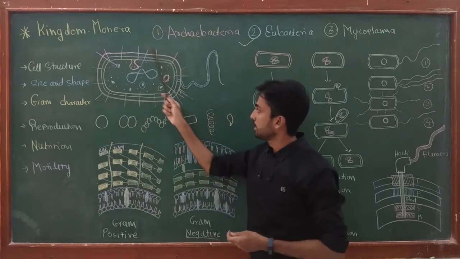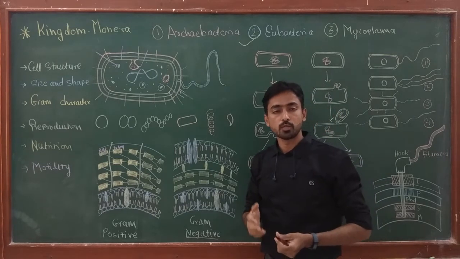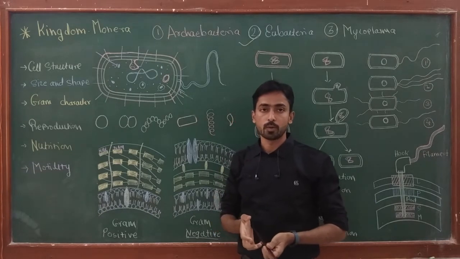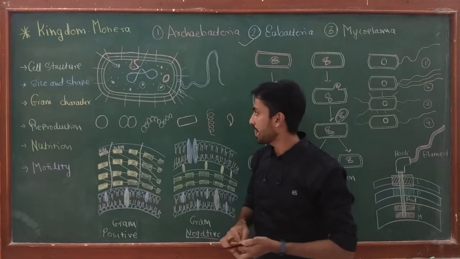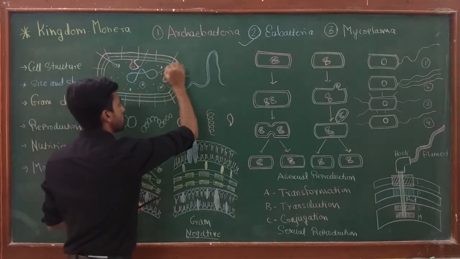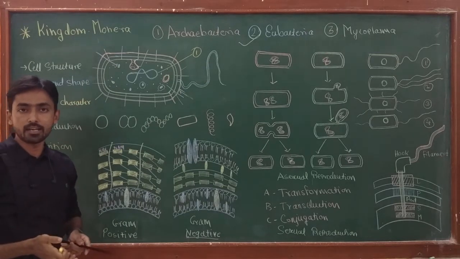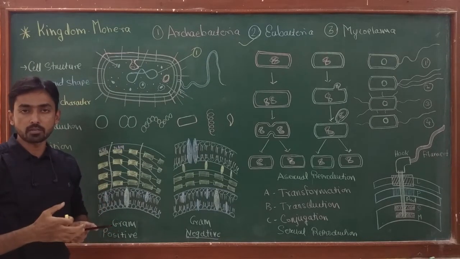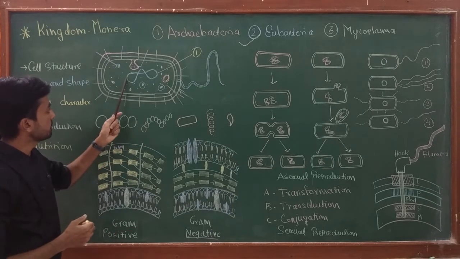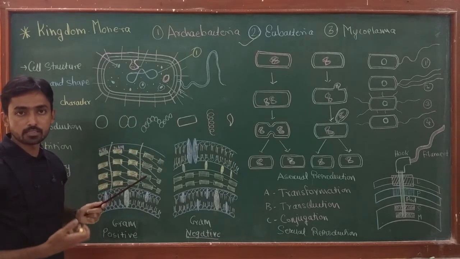Here you can see a eubacterial cell. Generally bacteria are prokaryotes, so they do not have a well developed nuclear membrane, nucleolus, nucleoplasm and histone protein. DNA is directly suspended in the cytoplasm and it is called the nucleoid. So bacterial DNA does not have a separate compartment like the nucleus in a eukaryotic cell, but it is directly suspended in the cytoplasm. So we call it a nucleoid.